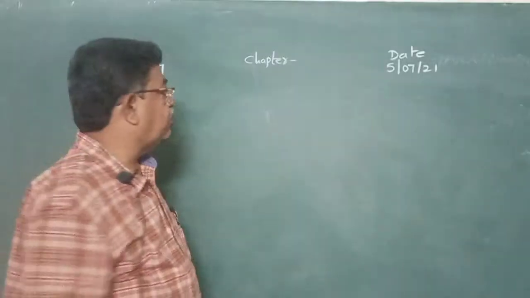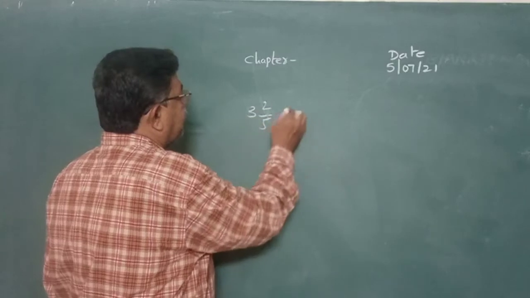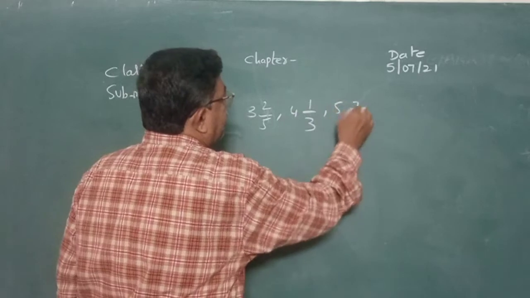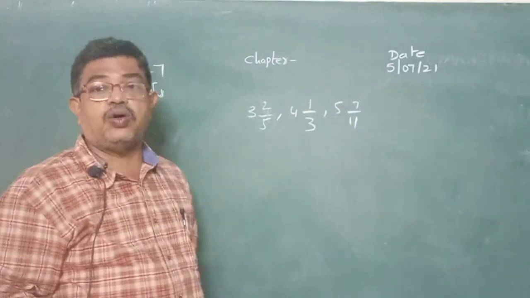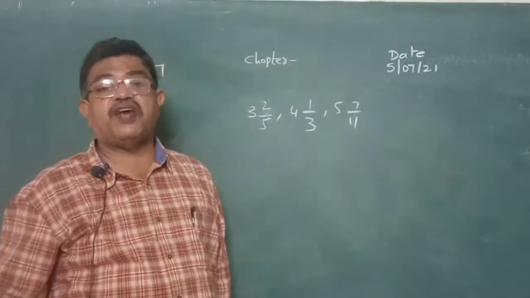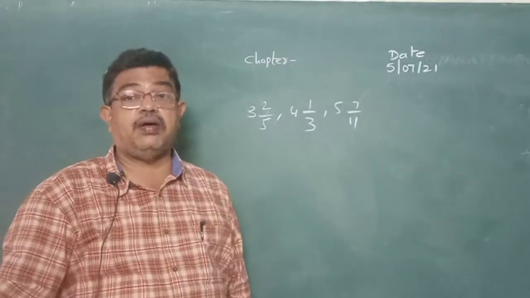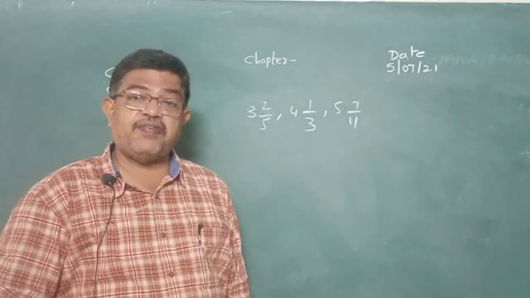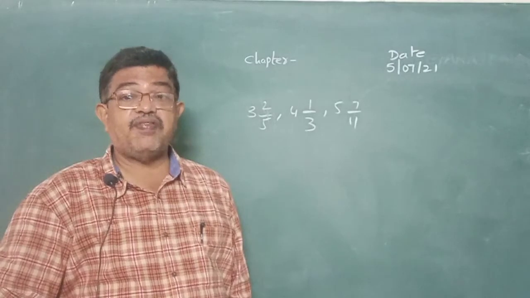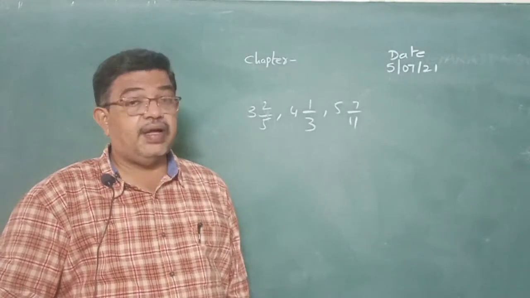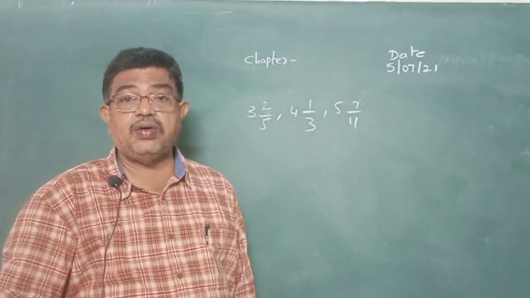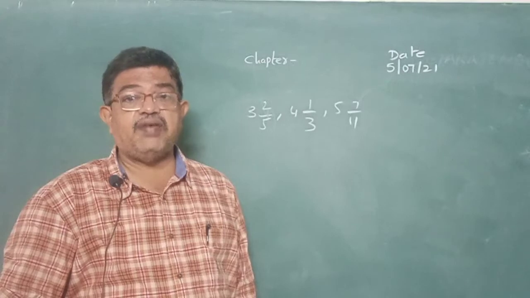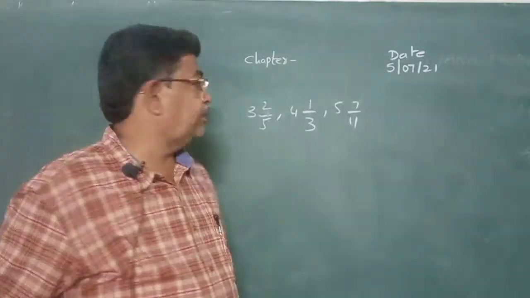You can write many examples. 3 2 by 5 is a mixed fraction. 4 1 by 3 is a mixed fraction. 5 7 by 11 is a mixed fraction. Like this you can write many more. A whole number and a proper fraction. The fraction should be a proper fraction, not improper. When you write a mixed fraction, a whole number will be there and a proper fraction will be there. Don't write an improper fraction when representing a mixed fraction. For representing a mixed fraction, don't write a whole number together with an improper fraction. You have to write a whole number with a proper fraction.